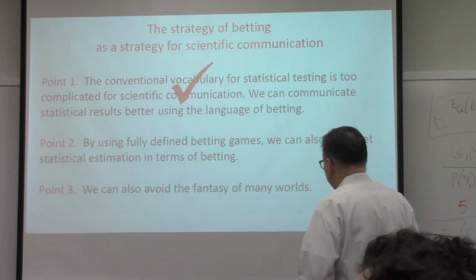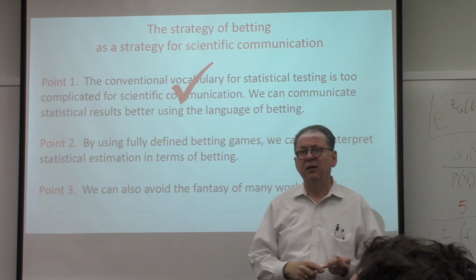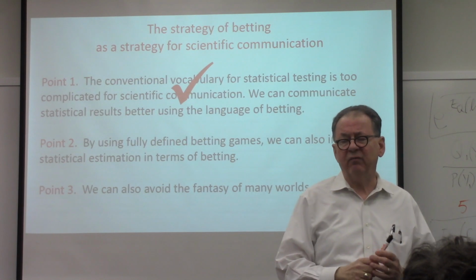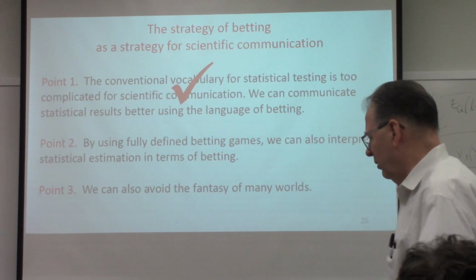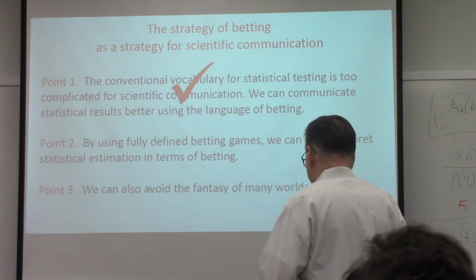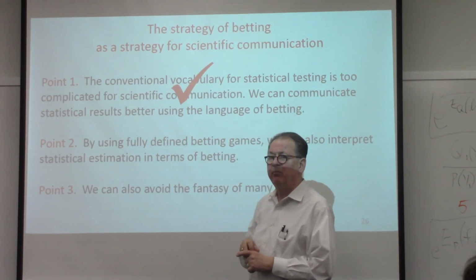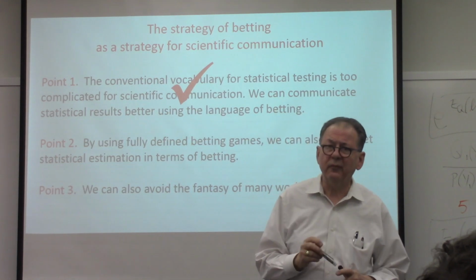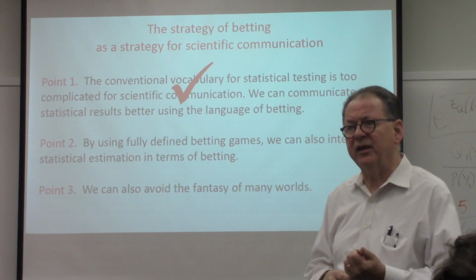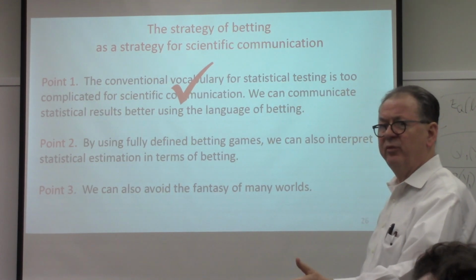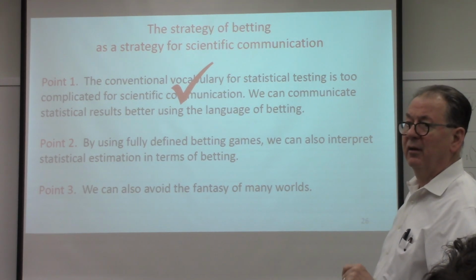So what is my point? That we can communicate statistical results better if we use the language of betting than if we use this conventional idea of the way people test. Now, maybe I'll say a little bit about point 2, but let me get a little more philosophical. What is the conventional method of testing? The conventional method of testing is that we test probability distributions by looking for events that have small probability and seeing if they happen. That's Cournot's principle.